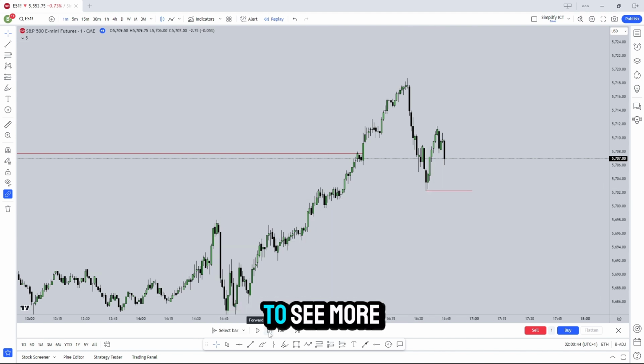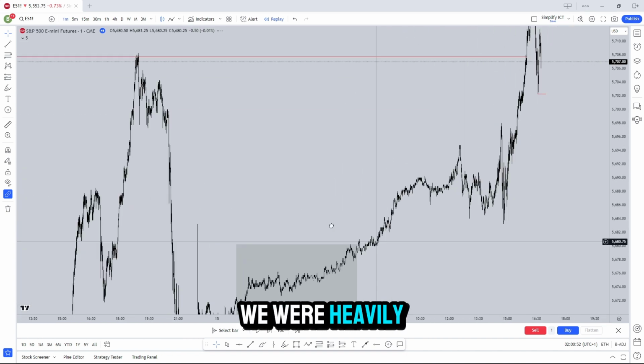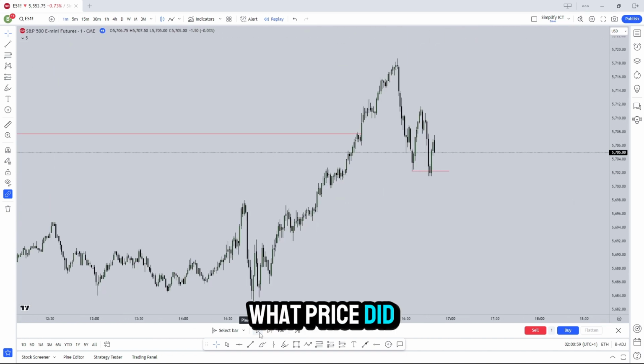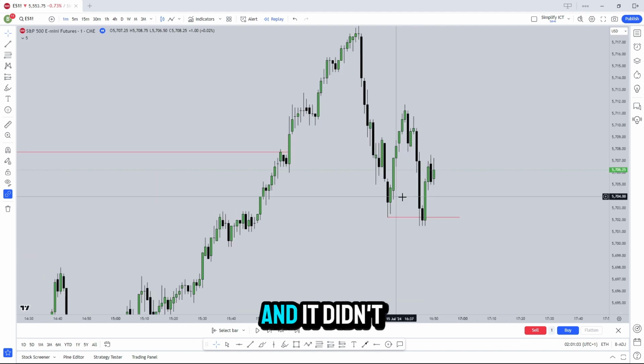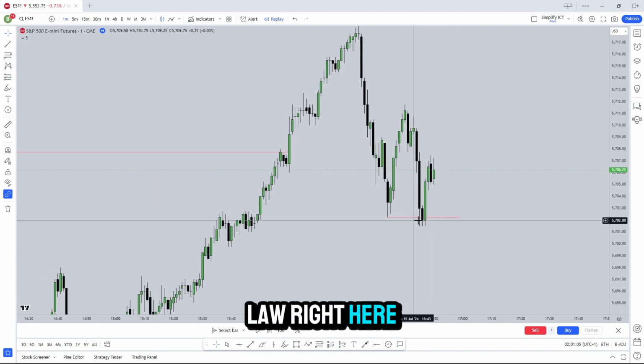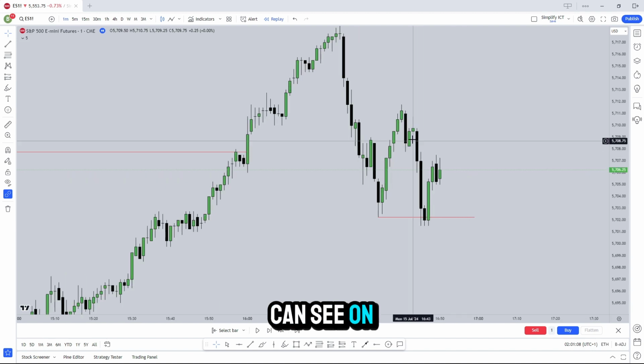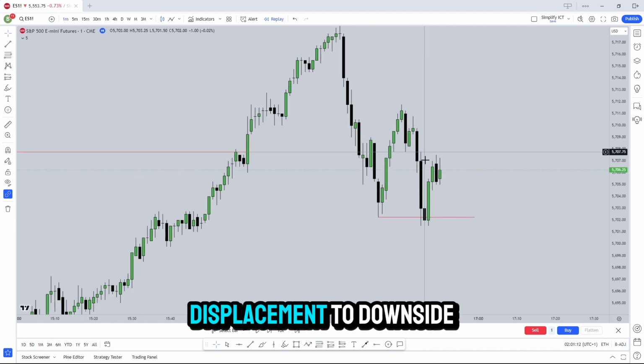So at this point, I wanted to see more confirmation that we will be going to the downside, because as you can see, we were heavily bullish previously. Now let's see what price did. As you can see, price instantly displaced to the downside, and it didn't exactly break this low right here with a lot of displacement. But as you can see on the way down, we did see a lot of bearish closed candles and a lot of displacement to the downside.